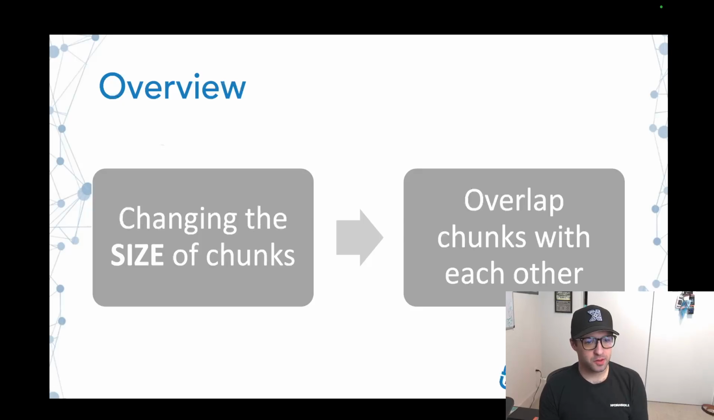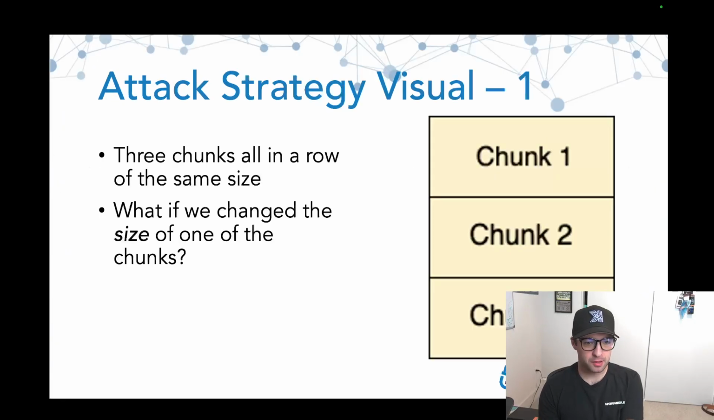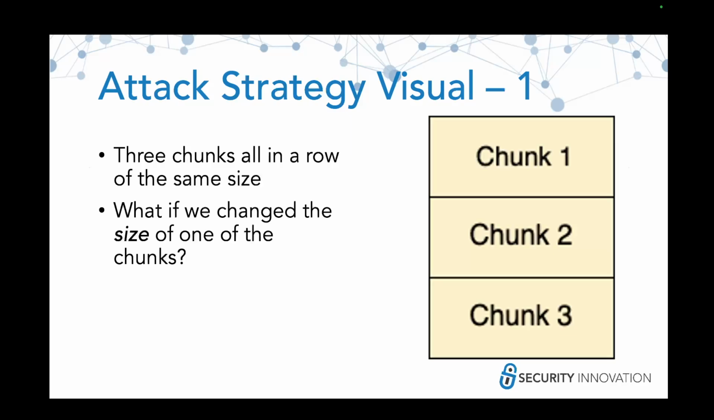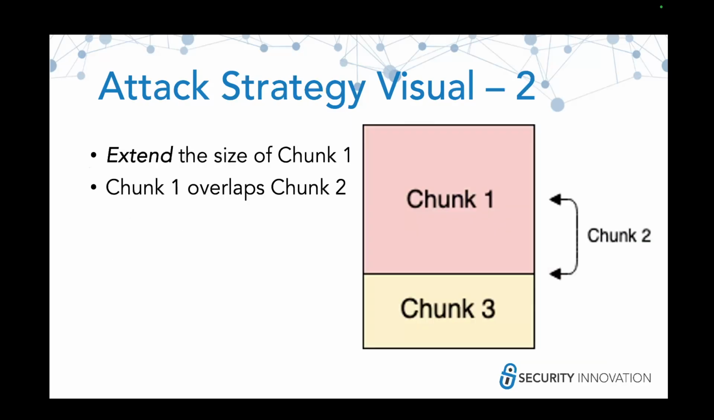So the overview of this technique is we want to change the size of a chunk and force that to overlap the chunk with others. Practically speaking, here we have three chunks: chunk 1, chunk 2, and chunk 3. What if we change the size of one of these chunks to be over the top of the other ones? Well, now if we extend chunk 1 and it sits over the top of chunk 2, which may still be in use, we get in this situation where we can use chunk 1 to corrupt chunk 2.